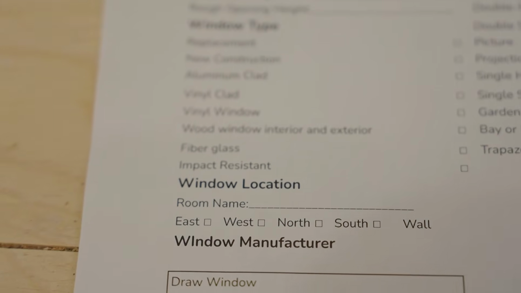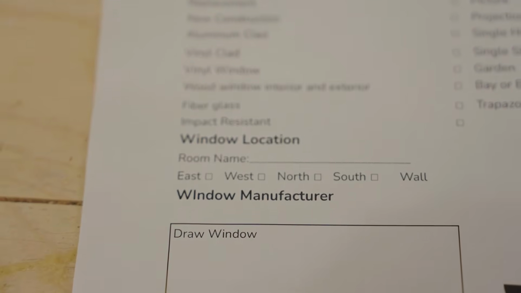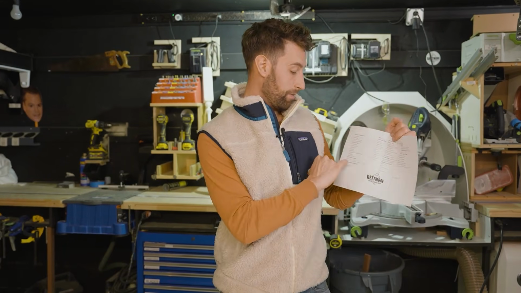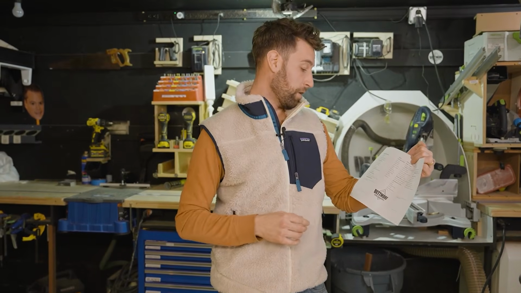Then there's the location of it. So thinking about where the sun is, do you need any additional thermal control? That's why we write down what side of the house is it on, and also when you're unpacking the truck, it's easier to stagger things where they're coming.